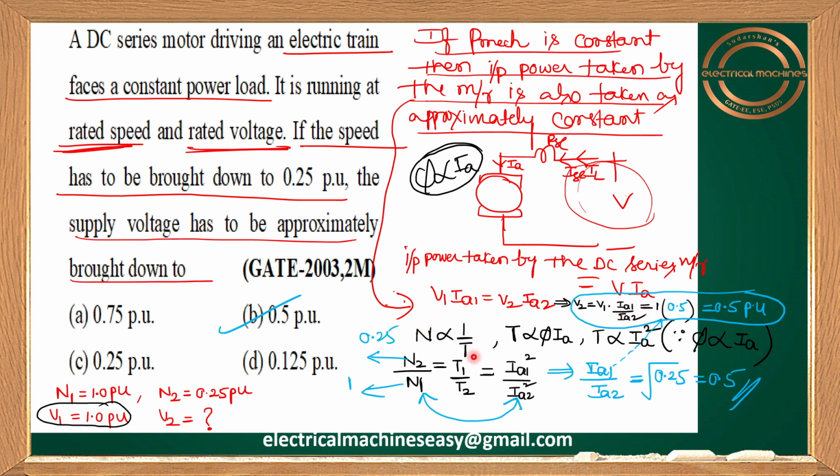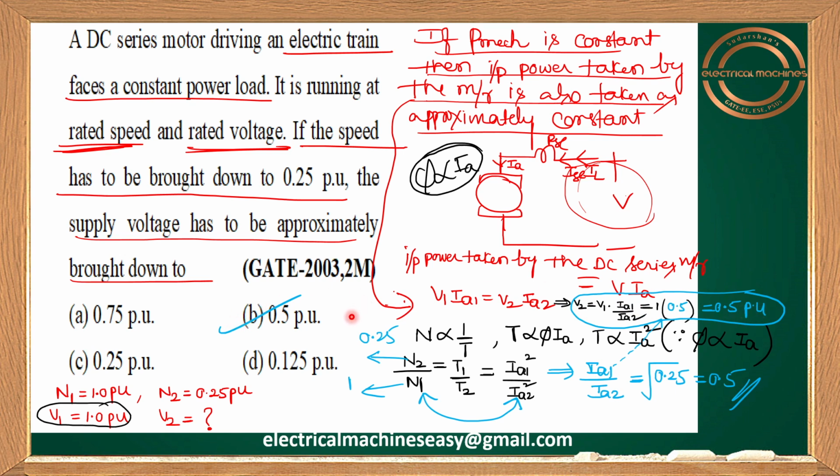N is proportional to 1 by φ is the relation for a DC series motor. T is proportional to φ into Ia, where φ is proportional to Ia is the relation for a DC series motor. So T is proportional to Ia square you are getting here, since φ is proportional to Ia. So N2 by N1 equals, I can write, T1 by T2. T1 by T2 equals Ia1 square by Ia2 square. So I'm using these two relations because we don't know torque concepts here. We know only speed and current. So the N2 value I know is 0.25, the N1 value I know is 1, and from this I can find out Ia1 by Ia2 as 0.5 per unit. If I substitute 0.5 in place of Ia1 by Ia2, you'll get the V2 value as 0.5 per unit. So your answer is B.